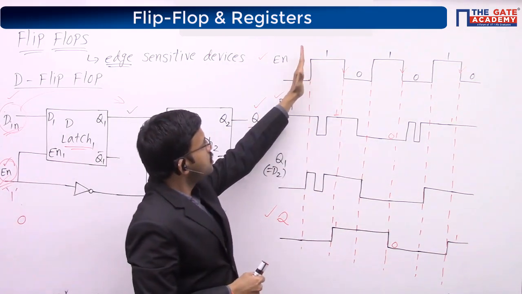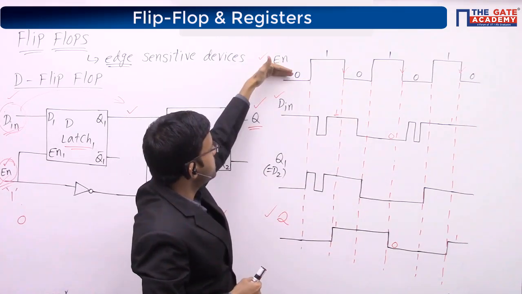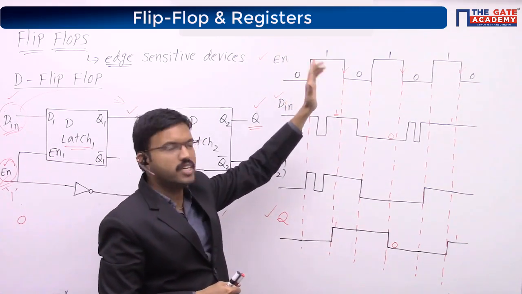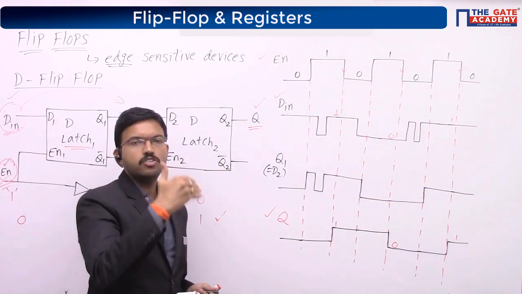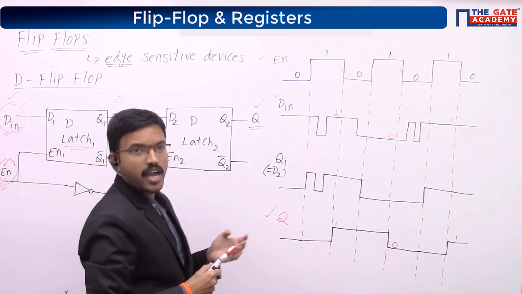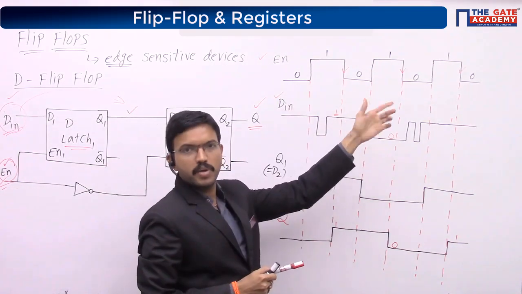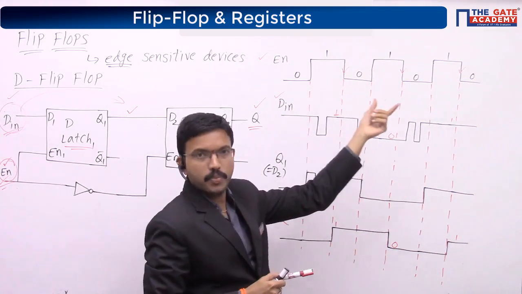See, edge means what? Whenever a transition is occurring, that is nothing but edge. Okay, if it is rising from 0 to 1, that is called positive edge. If it is falling from 1 to 0, it is called negative edge. Higher to lower means negative, lower to higher means positive, like that. So since this particular circuit operates only at the transitions, I have to send a periodic signal.